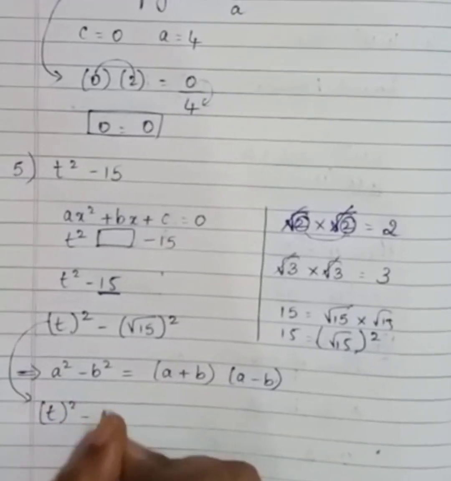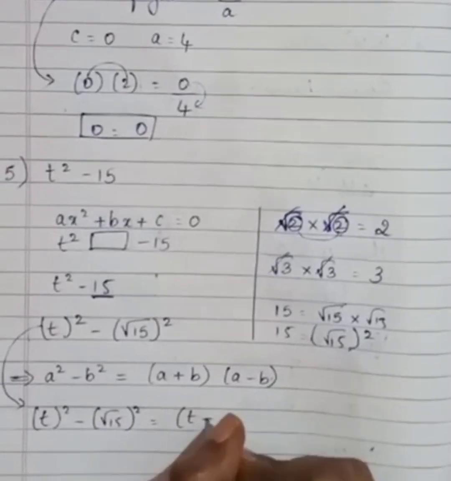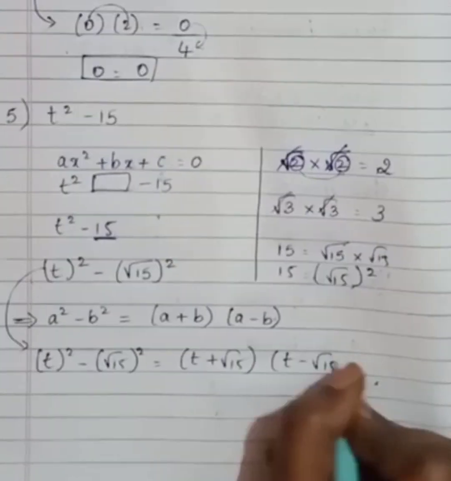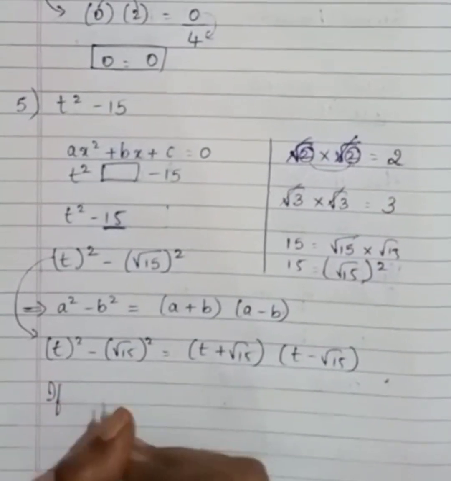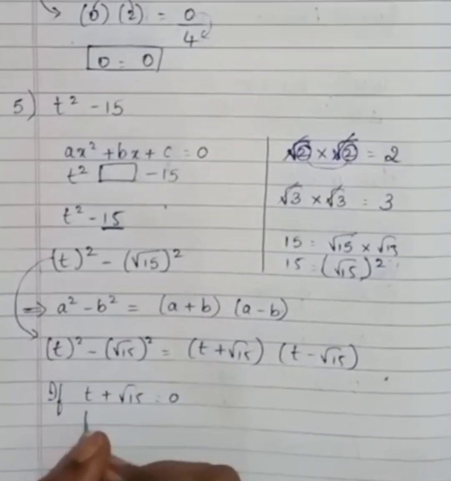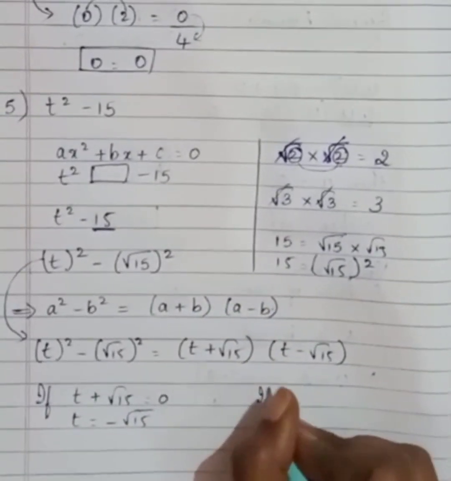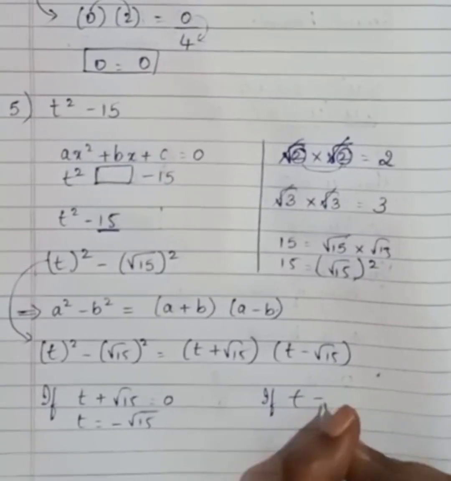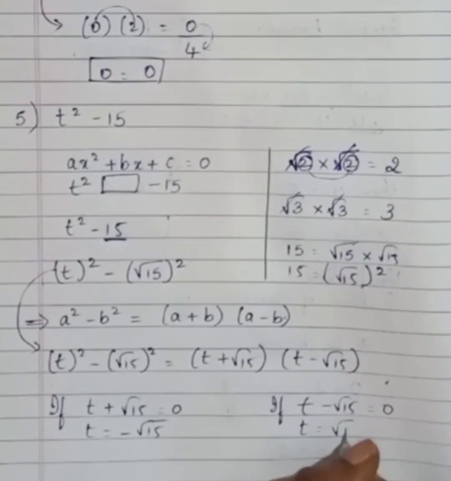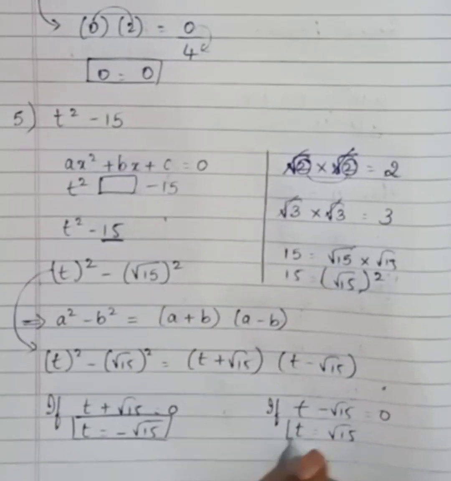So t square minus root 15 the whole square can be written as t plus root 15 and t minus root 15. Now if t plus root 15 is equal to 0, then t will be equal to minus root 15. If t minus root 15 is equal to 0, then t will be equal to plus root 15. So these are the two zeros that we have got.